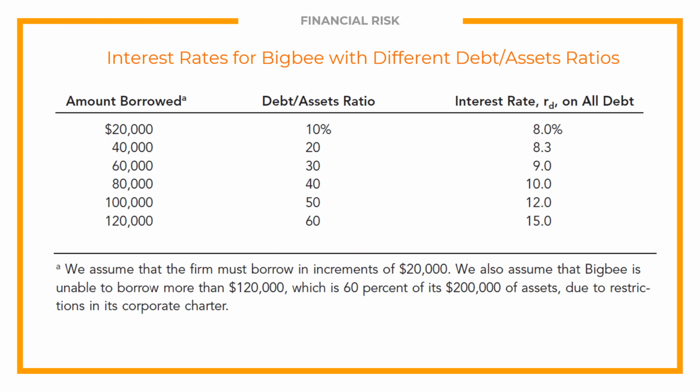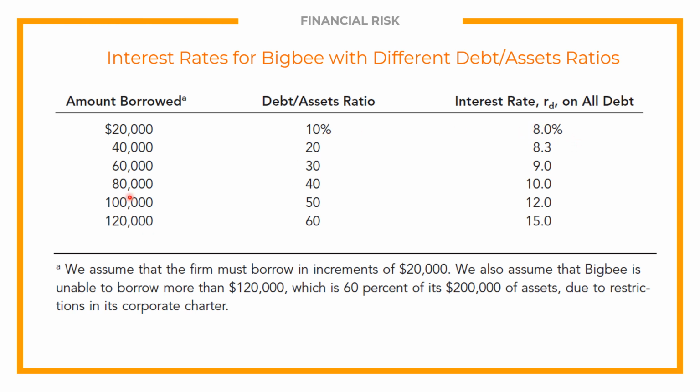Okay, so here we have a sample problem for Big B. This slide shows the interest rates for Big B with different debt asset ratios. So if we will borrow 20,000 with a total capital of 200,000, then our debt asset ratio would be 10%. And that would be from 20 divided by 200. So that's 10%. Our interest rate, if we will borrow 20,000, is 8%. Okay? So this 8% will be subjected to the after-tax rate later.